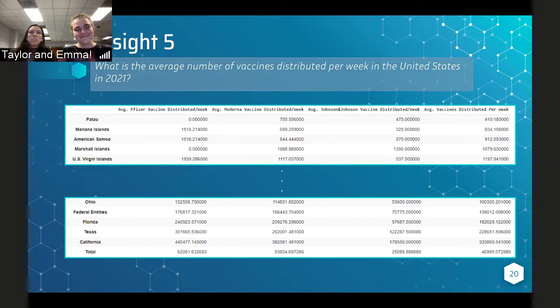What we found interesting was that New York was not in the top 5 highest of the vaccines distributed, despite being the 4th most populated state in the U.S. And we were also not expecting the federal entities to be in the top 5, but it does make sense because this probably includes people who work in embassies or in the military.